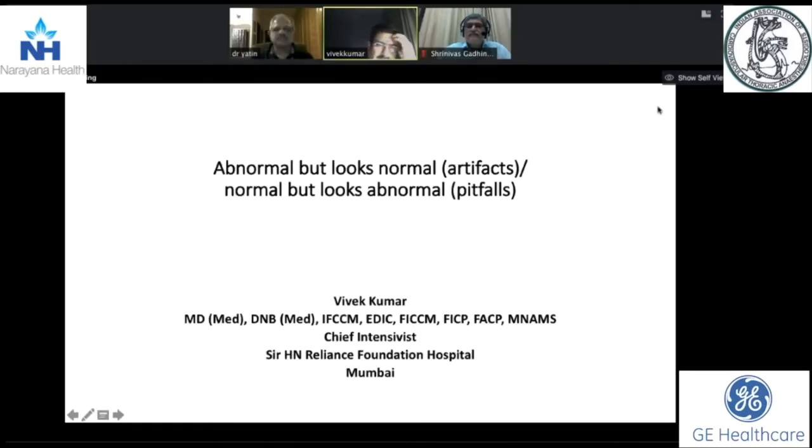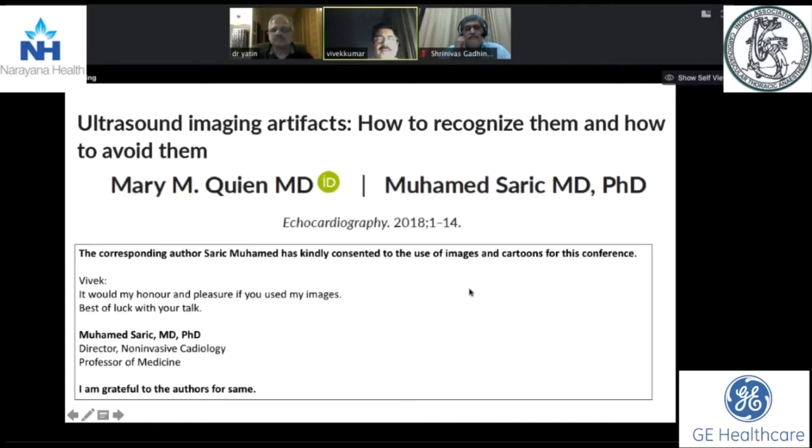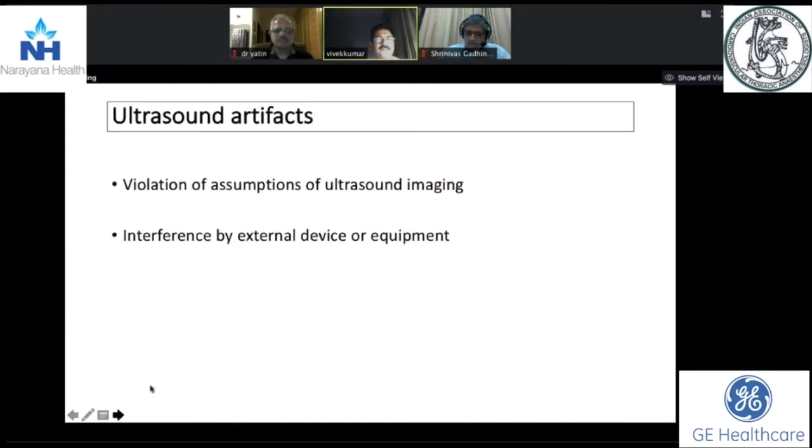Okay, so my topic has been about artifacts, no conflict of interest to declare. And I will be using images from this article, and I have taken permission from Sharik, who's been very kind to share his images and cartoons because it was not possible without this.